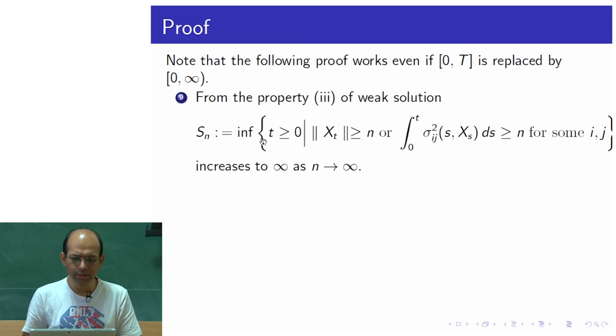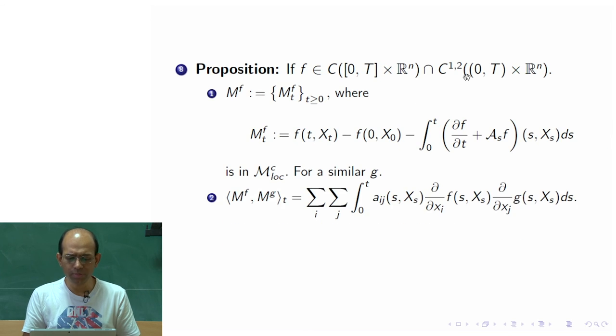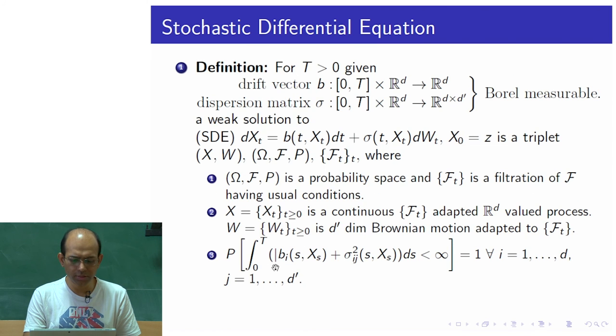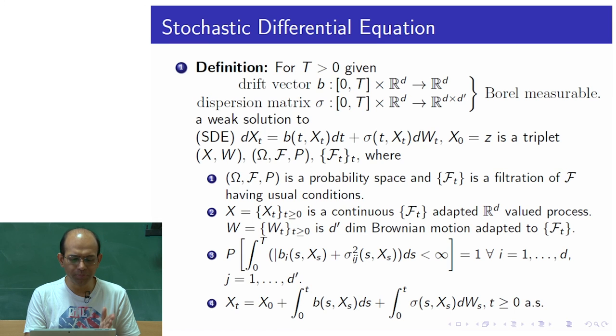Okay, note that the following proof works even if, instead of 0 to capital T, we take 0 to infinity, the whole time. So from property 3 of the weak solution, what is property 3? Property 3 says that the integral of |b_i| plus sigma^2_ij over 0 to capital T gives a random variable, and that random variable has a finite value with probability 1. So for every T, it is a finite-valued random variable.